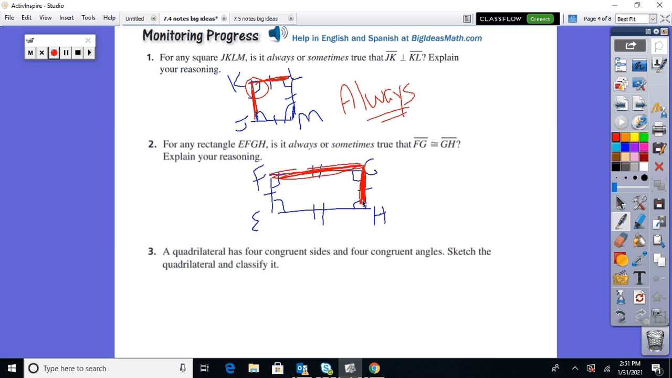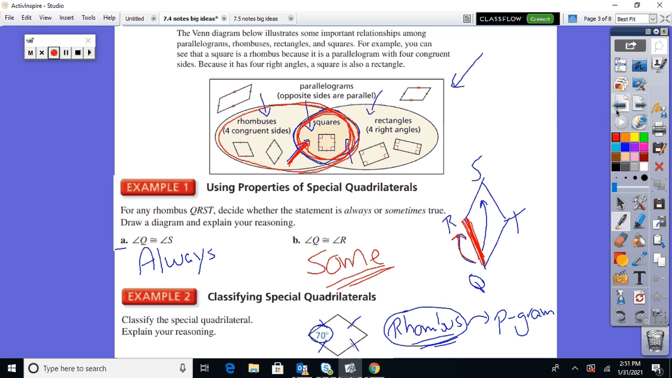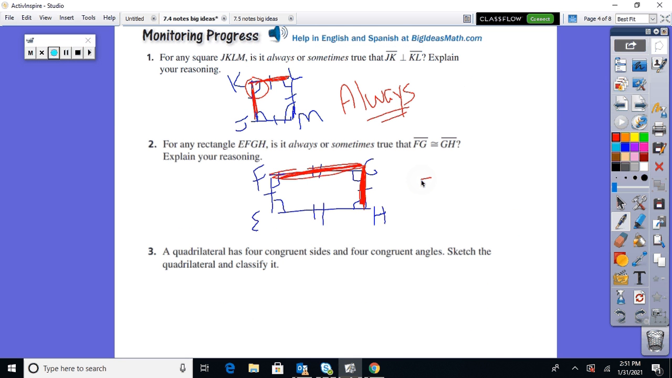Could this ever be the case for a rectangle? Could you ever have the sides next to each other congruent? You can back it up and think about your Venn diagram. Do any rectangles in this whole oval have the sides next to each other congruent? Sure, the ones that are inside the square bubble. But that's only some of them, not all of them. So some rectangles actually have all their sides congruent, aka are squares.